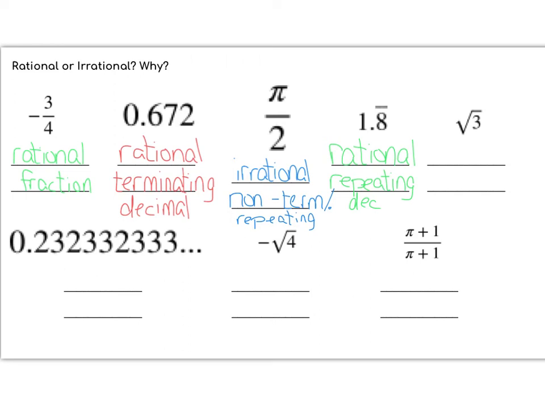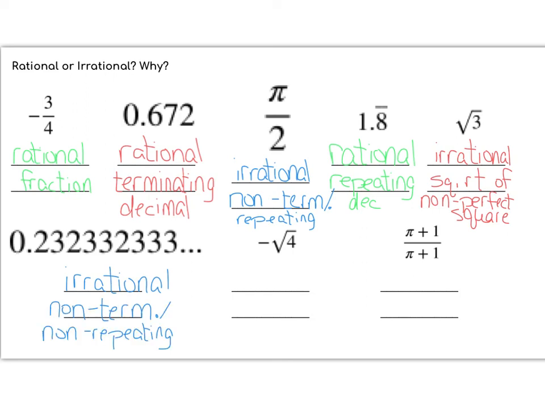Okay, square root of 3, rational or irrational? The square root of 3 is irrational. Now tell me why. It is irrational because it's the square root of a non-perfect square. Okay, look at this, 0.232332333 dot, dot, dot. Rational or irrational? It is irrational. Tell me why. It is a non-terminating, non-repeating decimal. The square root of -4. No, I'm sorry. The negative square root of 4. Rational or irrational? It's a rational number. Tell me why. It is rational because it is the square root of a perfect square.